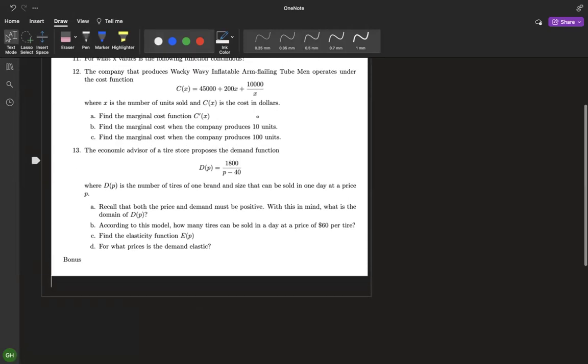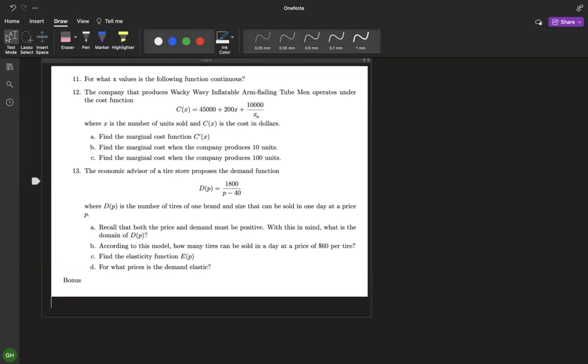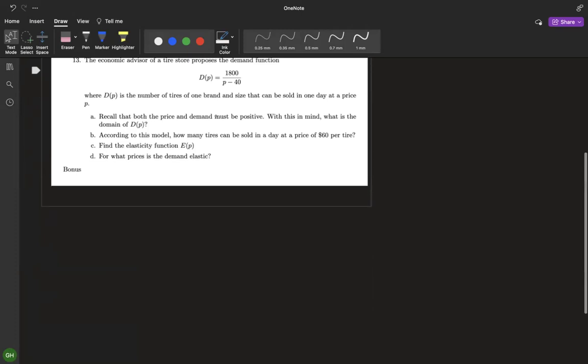So finding the marginal cost isn't too bad. The symbol kind of gives away how we do it. It's just the derivative.